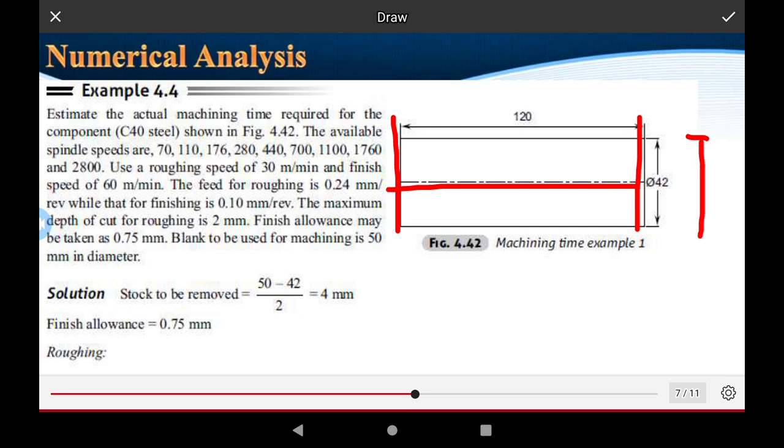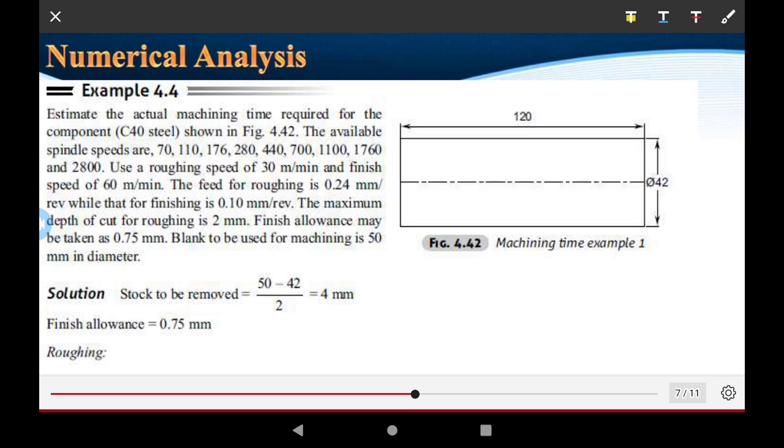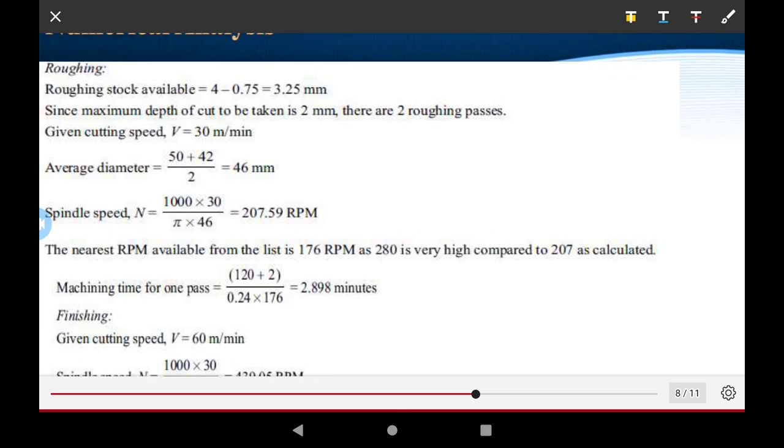42. The machine example has spindle speed variation of 71, 110, 176, 280 and 440, 700 and 1100 and 1700 and 2800. This is the variation of the spindle speed.